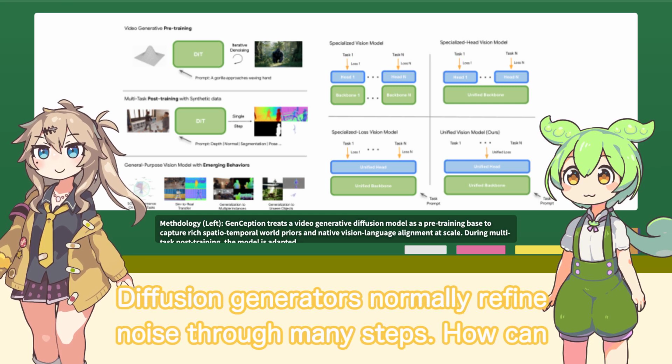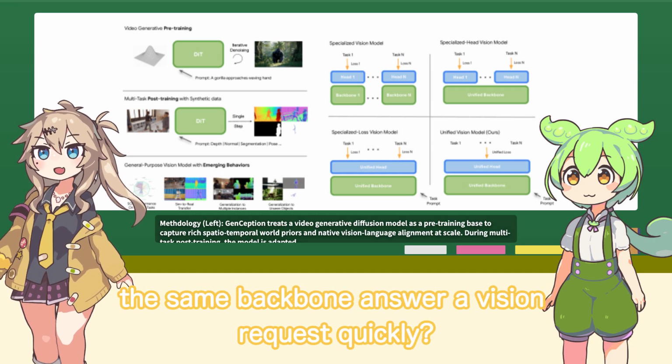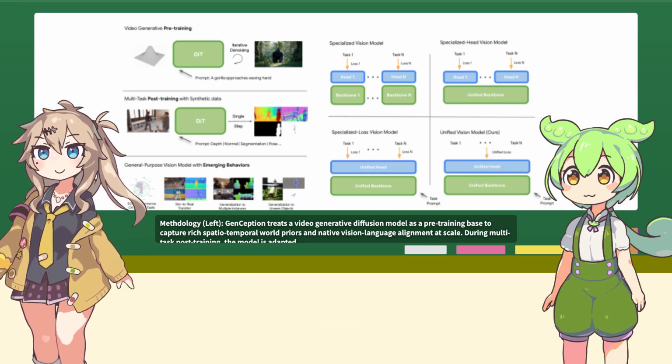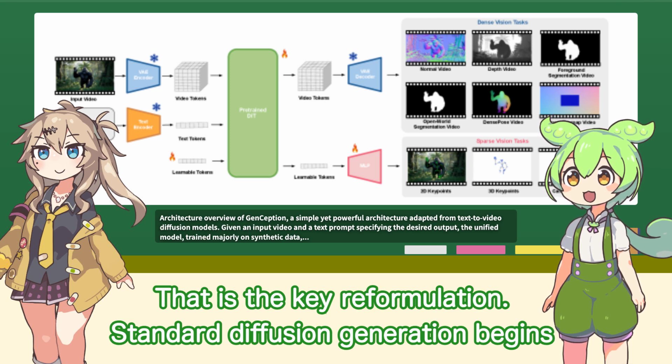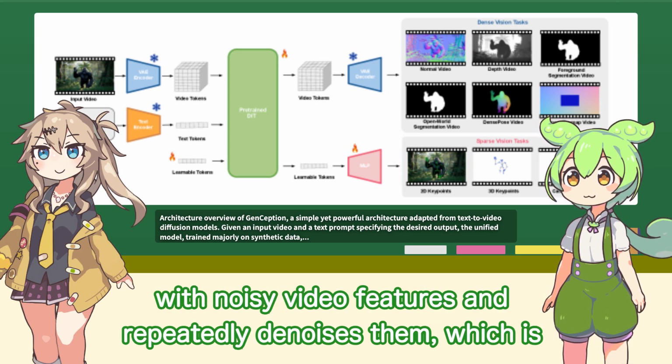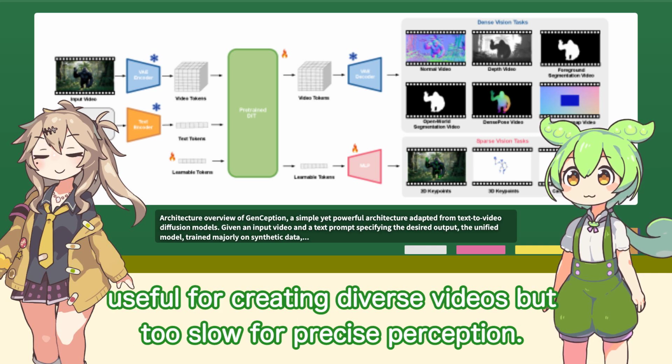Diffusion generators normally refine noise through many steps. How can the same backbone answer a vision request quickly? That is the key reformulation. Standard diffusion generation begins with noisy video features and repeatedly denoises them, which is useful for creating diverse videos but too slow for precise perception.